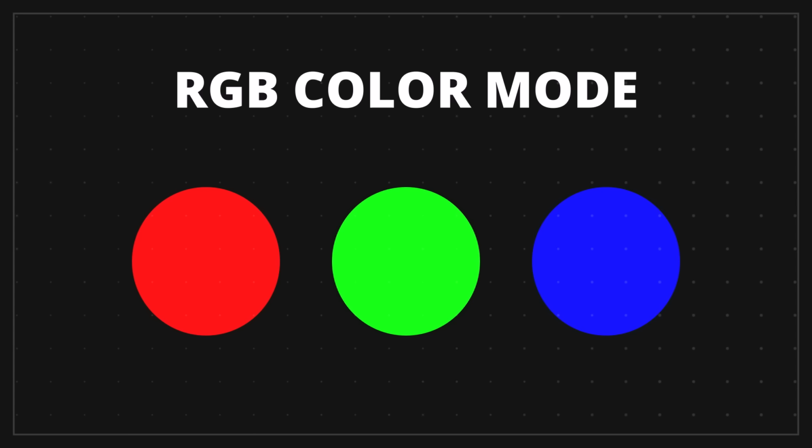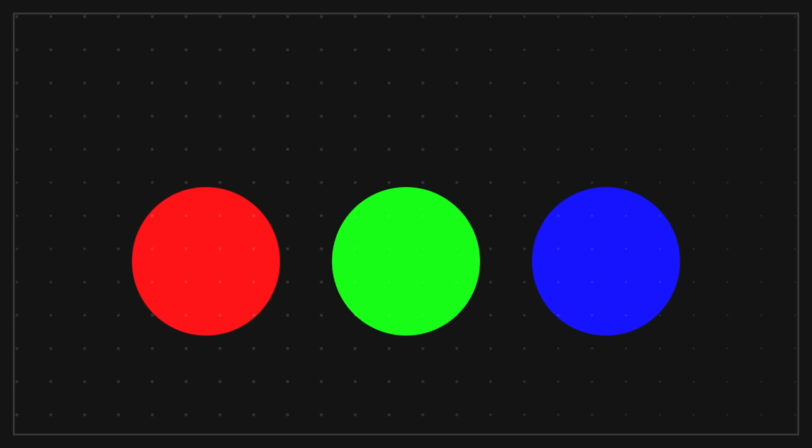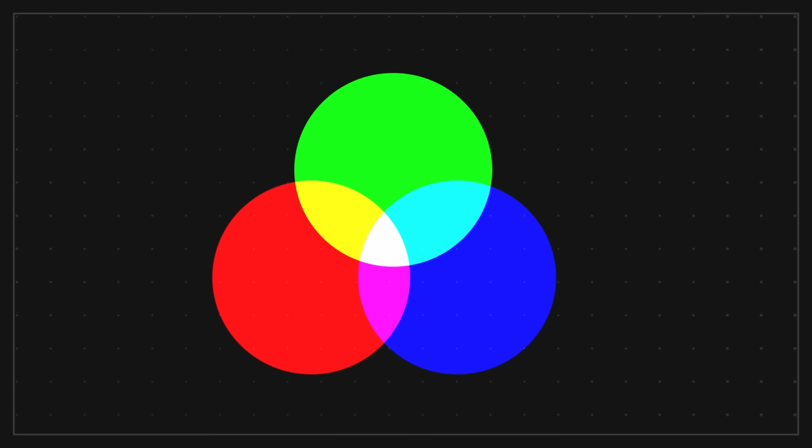Let's start by going over the RGB color mode. Understanding it will be essential for using blend diff effectively. In the 8-bit RGB color mode, colors are made by combining red, green, and blue, the primary colors of light. By mixing these colors at different brightness levels, we can produce millions of colors. Each 8-bit RGB channel has 256 brightness levels ranging from 0 to 255. 0 means no light, pure black. And 255 means full brightness, pure white.